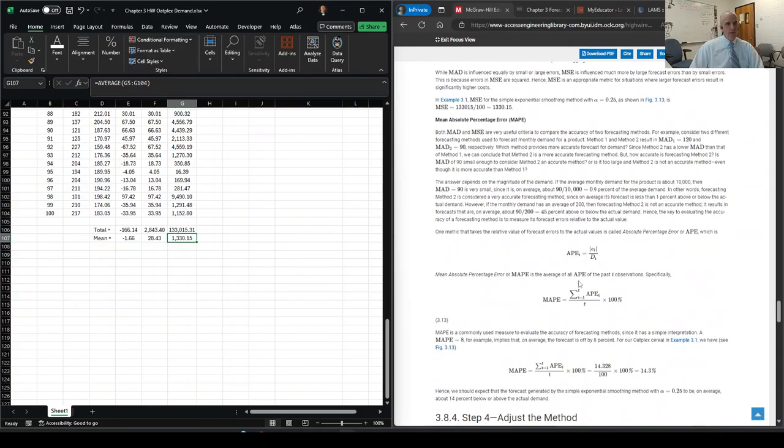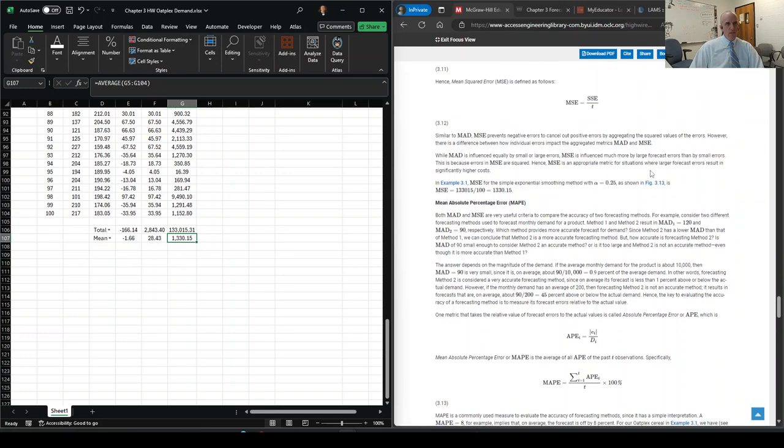So that's another metric that we can use, in this case specifically where large forecast errors result in significantly higher costs. Moving to the next metric, we have mean absolute percentage error. This explains that the MAD and the MSE are very useful for comparing the accuracy of two forecasts. But there's also the question of the magnitude of the demand.